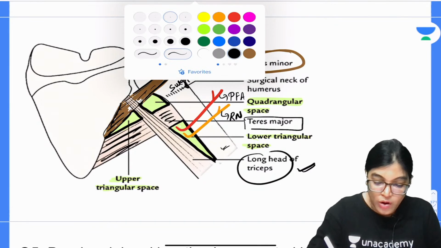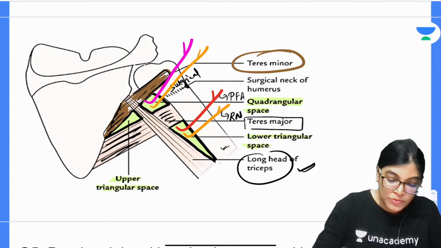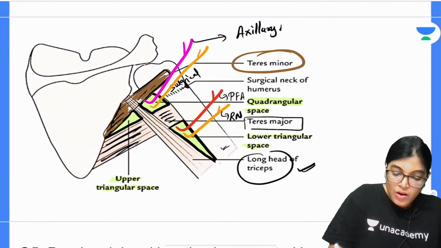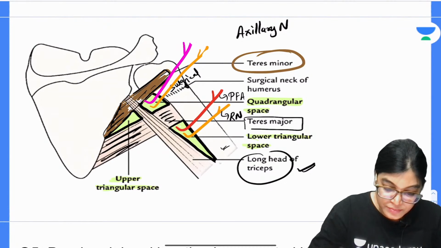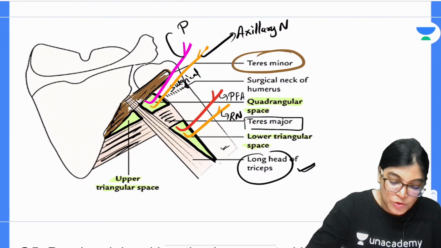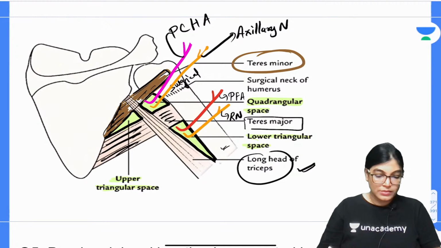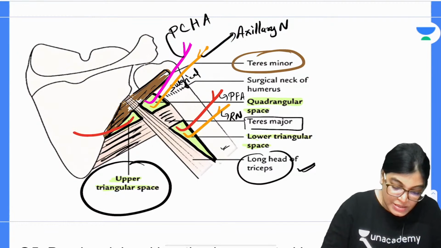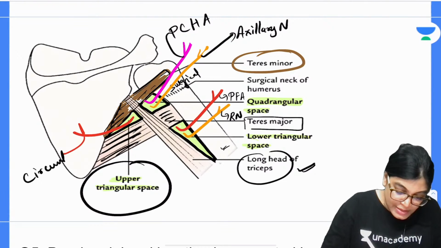The structures traversing through the quadrangular space are one artery and one nerve. The nerve passing through the quadrangular space is the axillary nerve, and the artery is the posterior circumflex humeral artery. Now, through the upper triangular space just one artery passes. Which is the artery? The artery is the circumflex scapular artery.